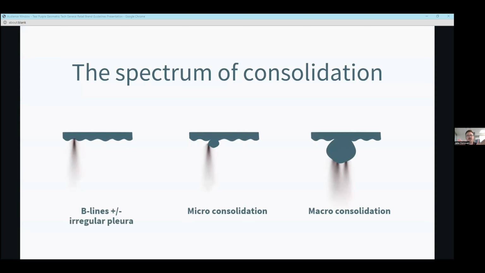So the spectrum of consolidation starts like this. You might get some focal B lines with an irregular, broken pleural line, and then that progresses to a small subpleural consolidation, perhaps with a few B lines around the edges, and then to a more macro consolidation that's larger. It's got multiple lines extending from the base of it, and possibly some bronchograms in there. I really like this terminology for categorizing these consolidations.